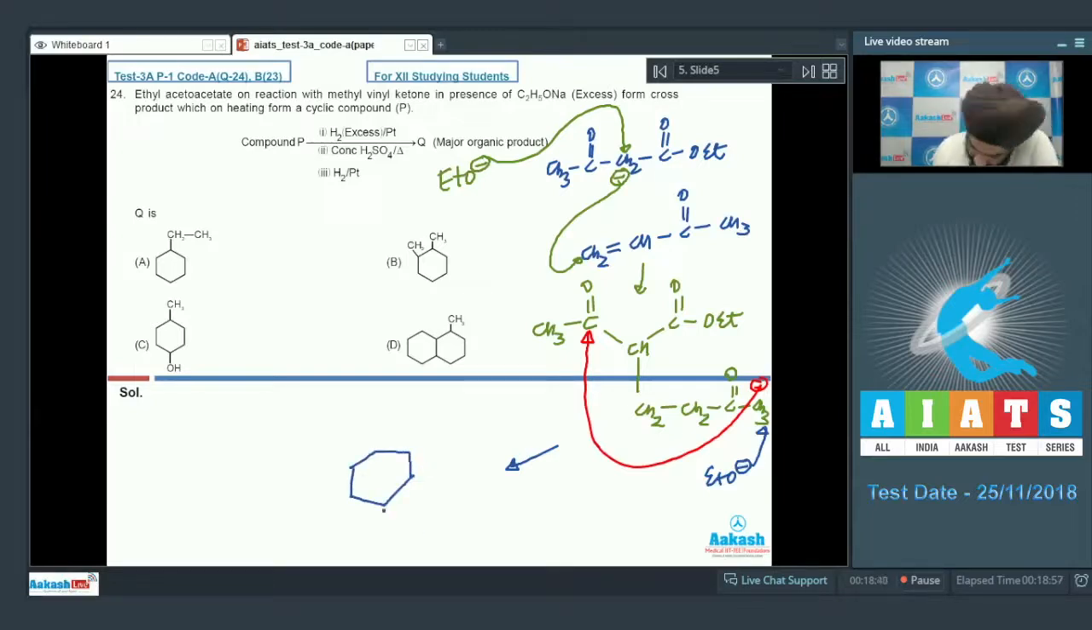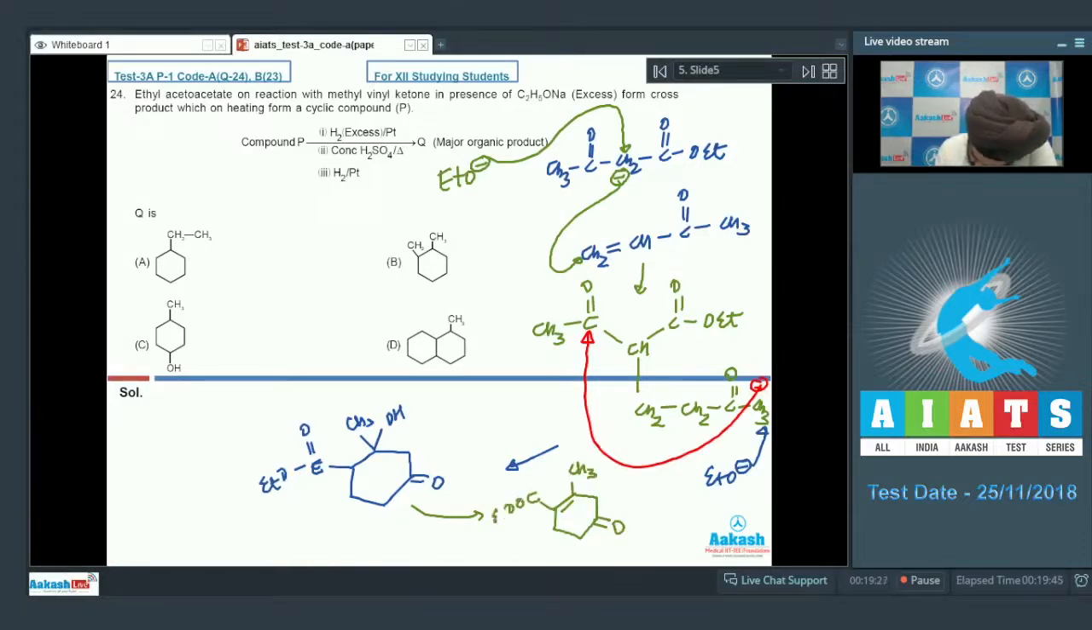So we have a 6-membered ring and we have a ketone in the ring. The attack is happening here, OH, CH3, and adjacent to that we have an ester group present. So this on heating shall lose a water molecule and lead to formation of the compound P, which is this. Now students, this is the compound P.